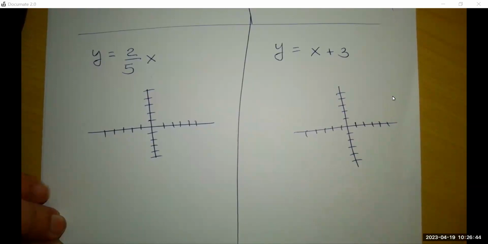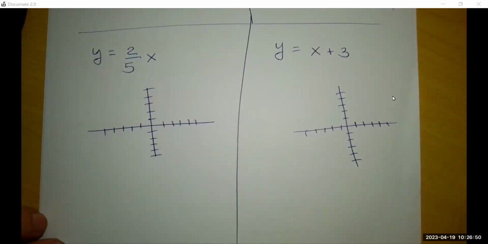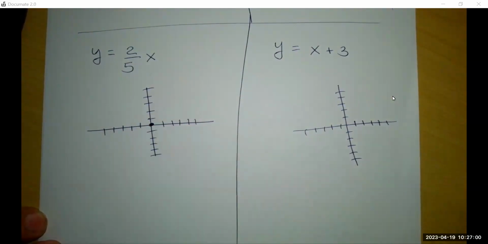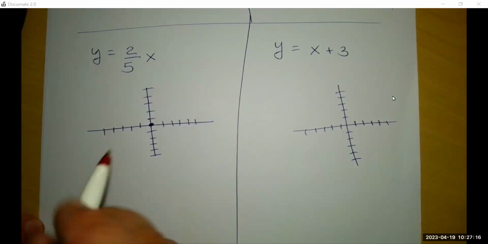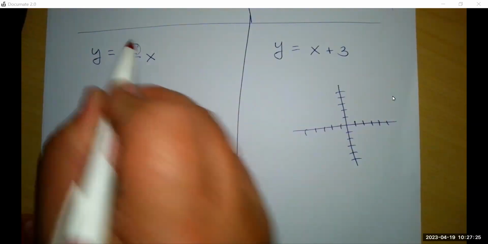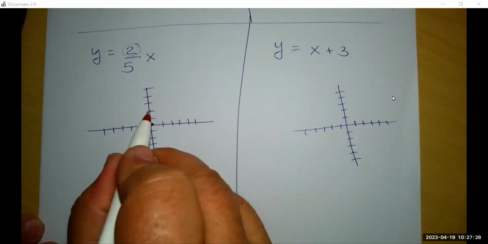What's the first thing you have to do? What's the first point you plot? The y-intercept. What's the y-intercept in this one? Zero, because there is nothing, so it's zero. And then from that point, where do you go? Go up 2. 1, 2. And then over how many?